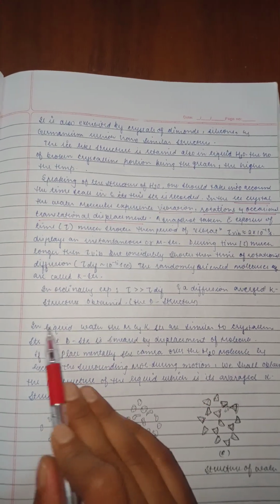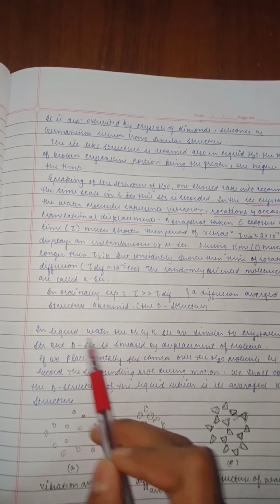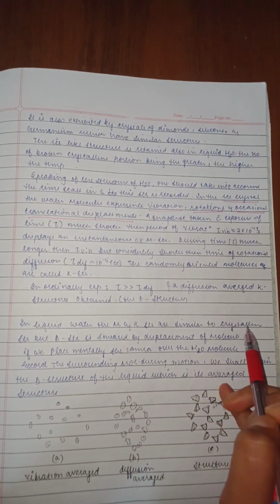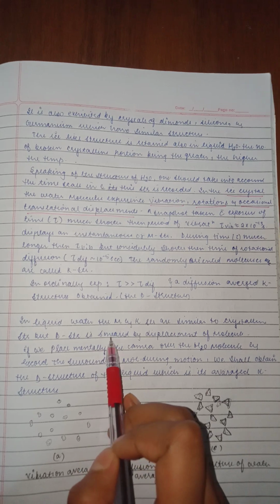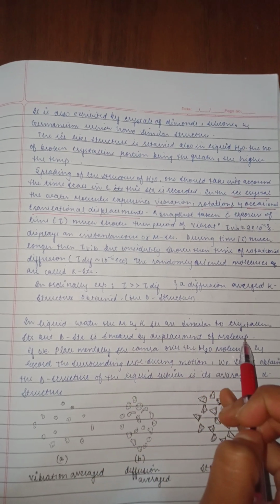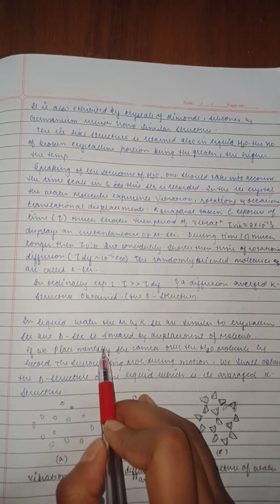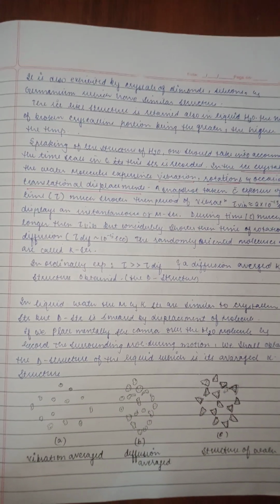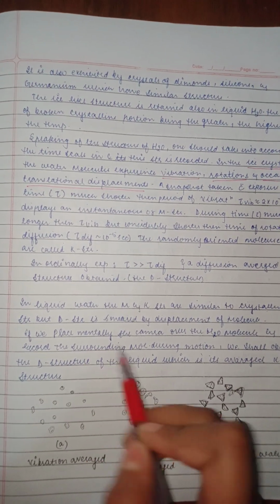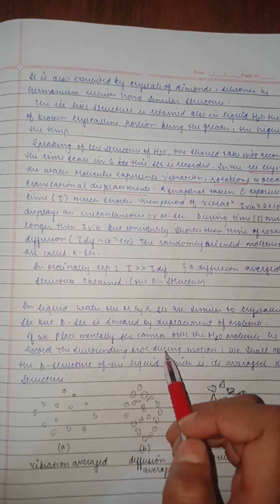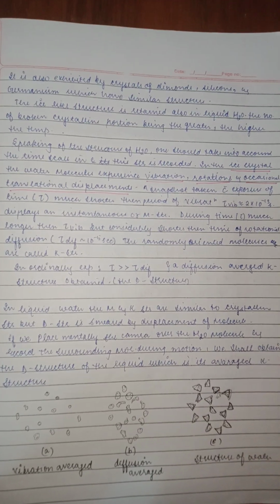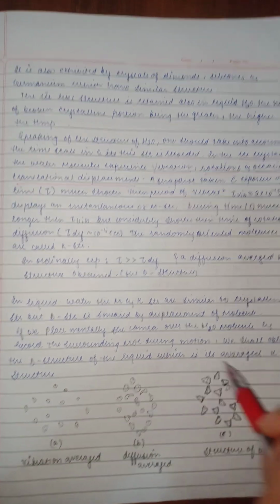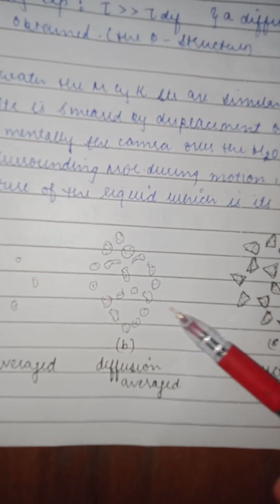If we are talking about liquid water, the M and K structures are similar to the crystalline structure, but the D structure is smeared by the displacement of the molecules. If we place the camera over a water molecule and record the surrounding water molecules during motion, we shall obtain the D structure of the liquid, which is the averaged K structure. Just see this. This is the vibrational average structure, then this is the diffusion average structure, and this is the structure of water.